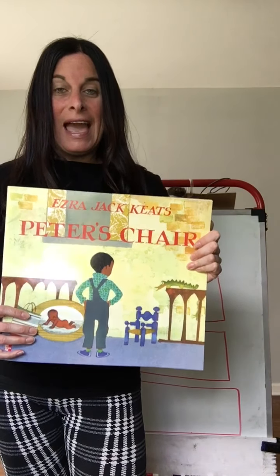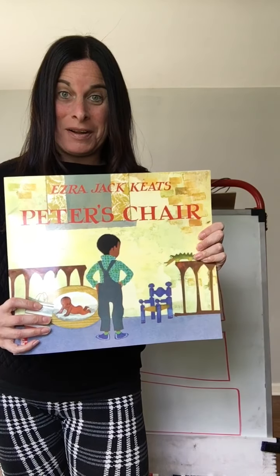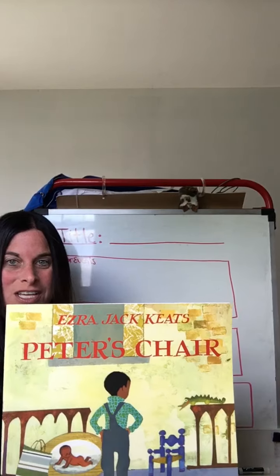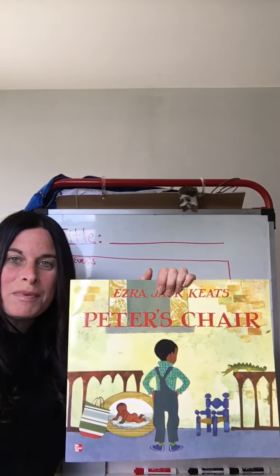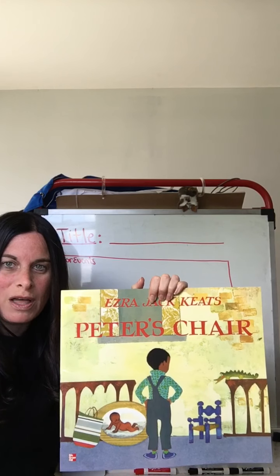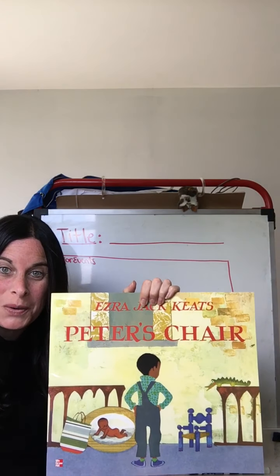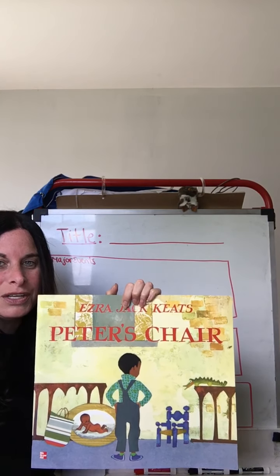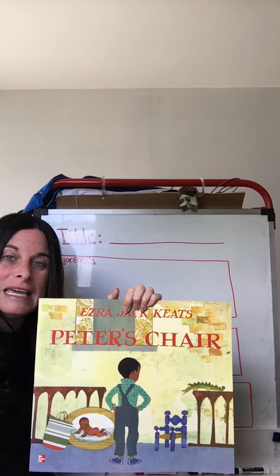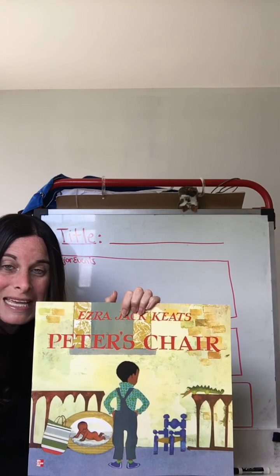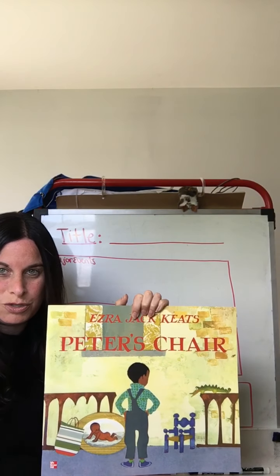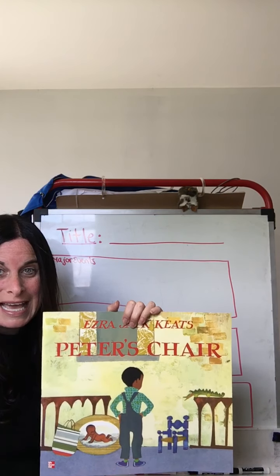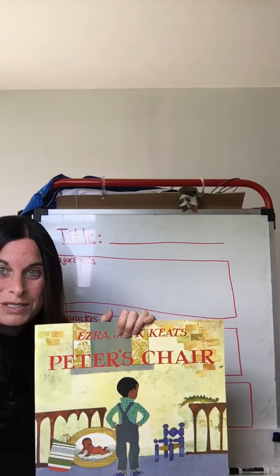Today I have a big book, and this big book is called Peter's Chair. The author of Peter's Chair is an author by the name of Ezra Jack Keats. Do you remember this author? We read another story by this author when we were at school called The Snowy Day. Yes, that also was Ezra Jack Keats. Not only is Ezra Jack Keats the author of this story, he's also the illustrator, which means he also drew the pictures. Do you also remember that in the story, The Snowy Day, the little boy was also named Peter?